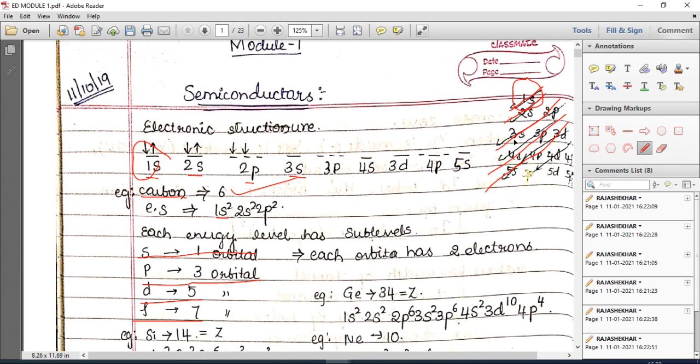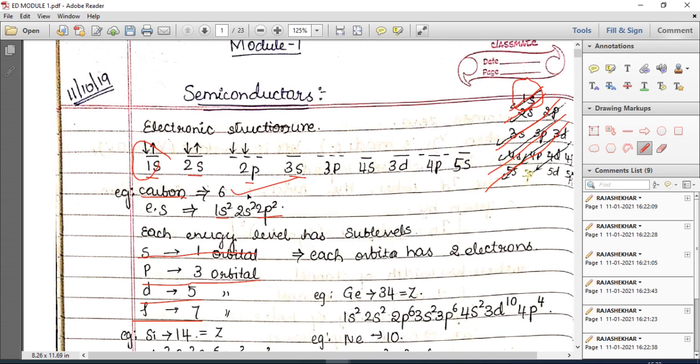2p, then 3s. As I said, p has 3 orbitals and each orbital is capable of holding 2 electrons, so in total p can hold 6 electrons. Like 1, 2, 3: first down arrow mark, next up arrow mark, 4, 5 and 6. Here we need only 2, therefore I have written 2p square. From this I can say that carbon, which is an element, has 6 electrons in its orbits.